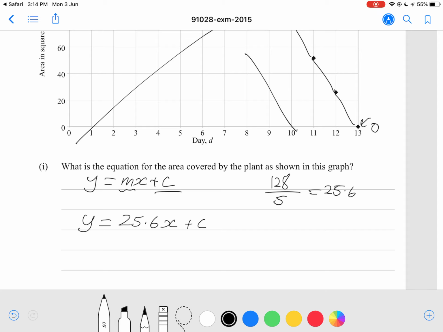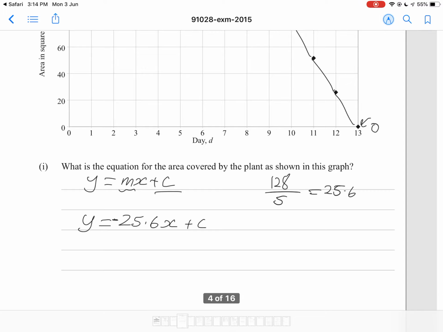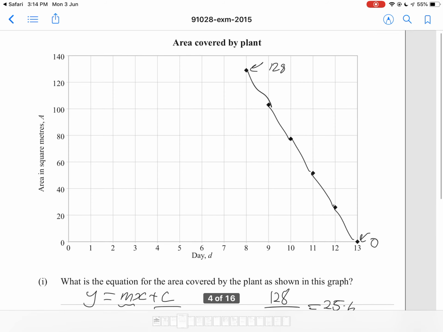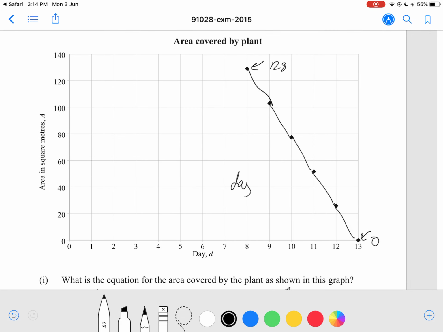So each day the area covered of the plant will get smaller and smaller. So therefore, it's a negative relationship. So we're going to say it's negative 25.6x plus c. C is our y-intercept. Okay, so as you can see here on day 8, it's equal to 128. So what will it be on day 0?